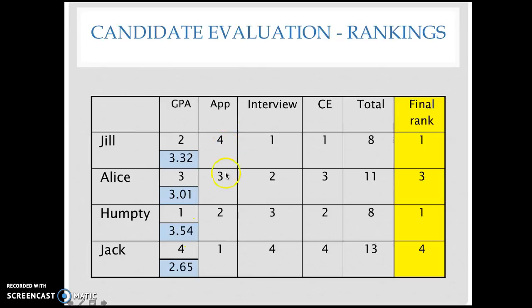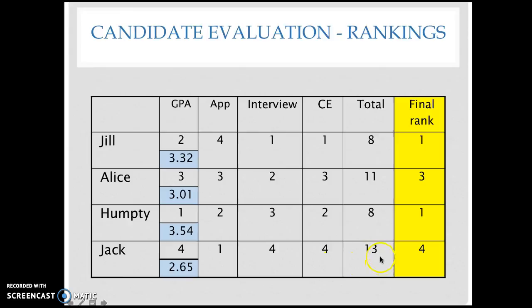Then the application score: Jack's was the highest ranked and Jill's was the lowest. In the interview score, Jill was the highest and Jack was the lowest. In the clinical evaluation score, Jill was the highest, Humpty was next, and Jack was the lowest. Alice was somewhere in the middle. So if we add up all of Jill's rankings, we get a total of 8. For Alice, 11, for Humpty, 8, and for Jack, 13.